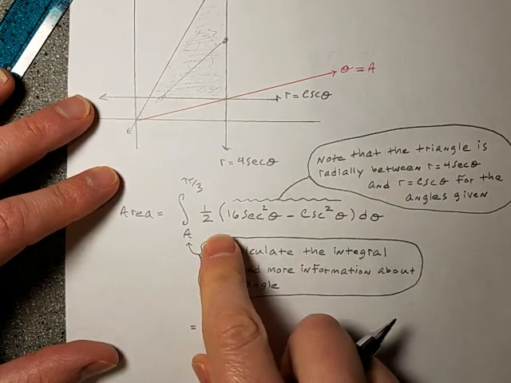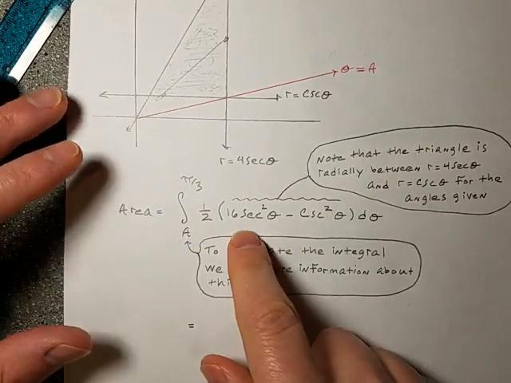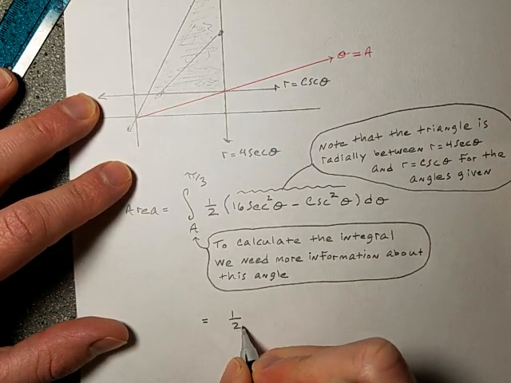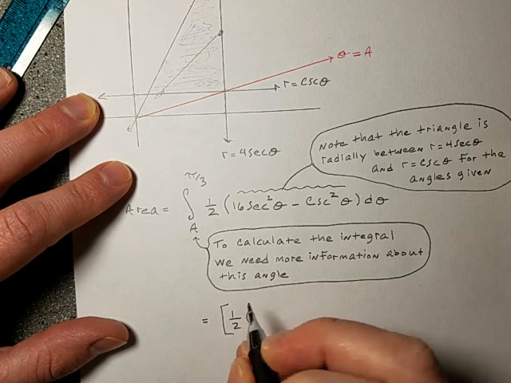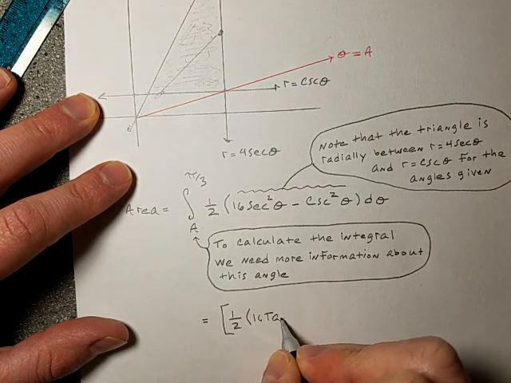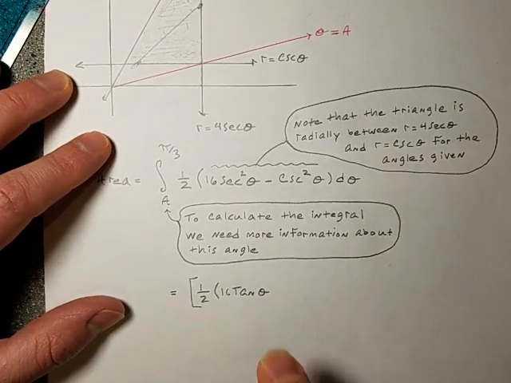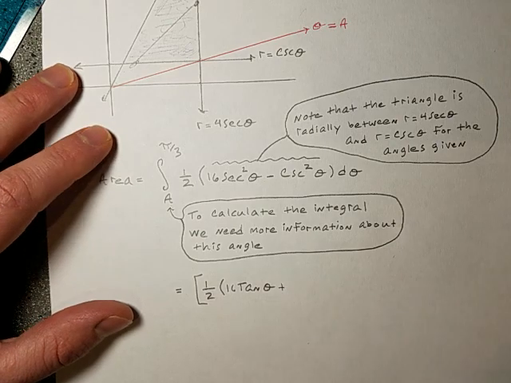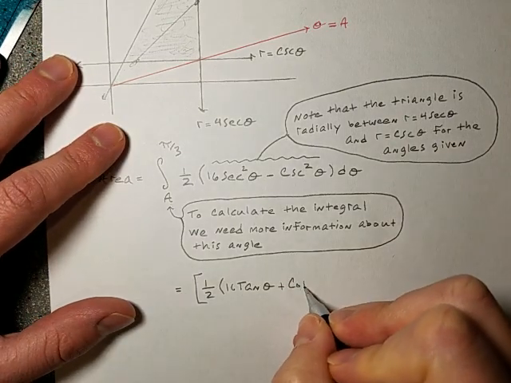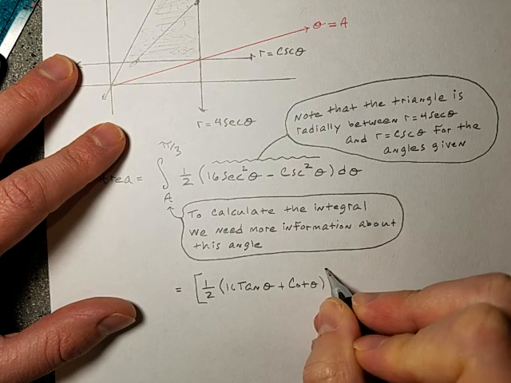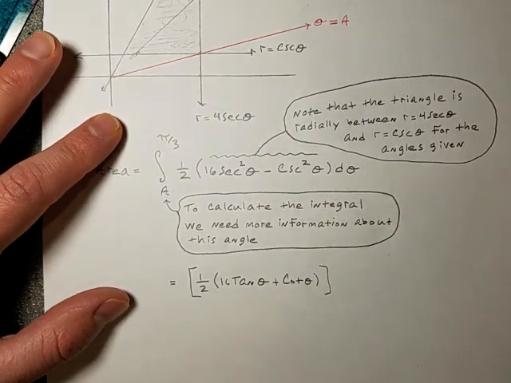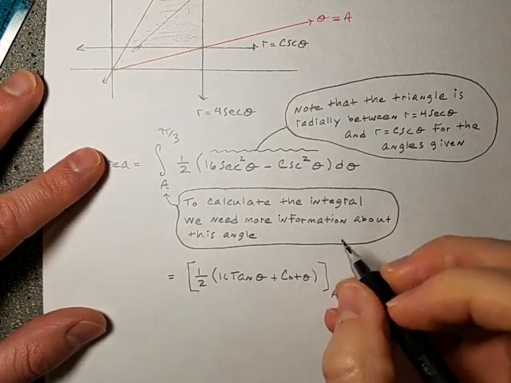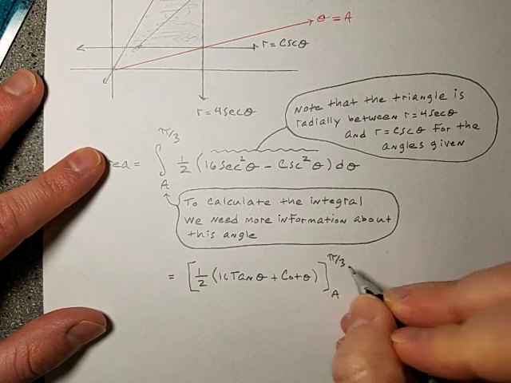Do we at least know the antiderivative of 1/2 times 16 secant squared plus cosecant squared? Yeah, we know the antiderivative. It is 16 times tangent, because the derivative of tangent is secant squared, plus cotangent, because the derivative of cotangent is negative cosecant squared. So that's actually a pretty easy integral to do. Then I say from angle A to pi over 3.